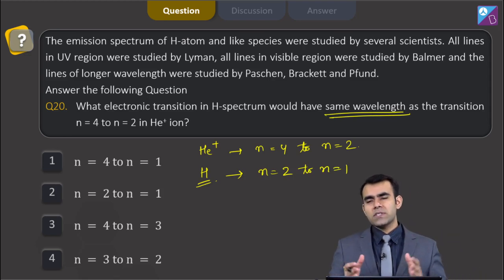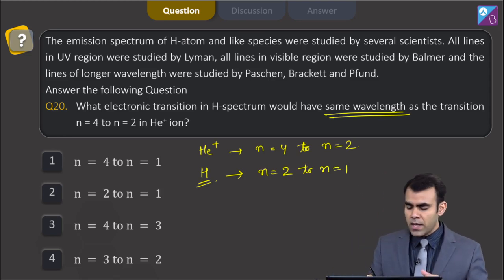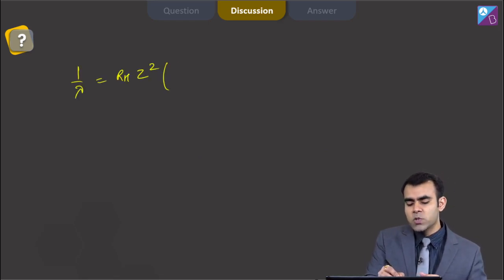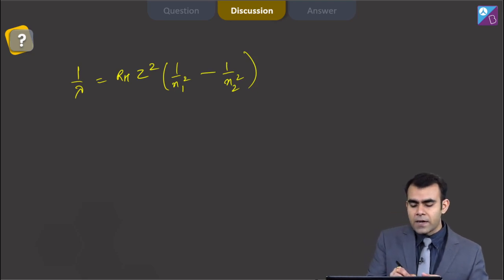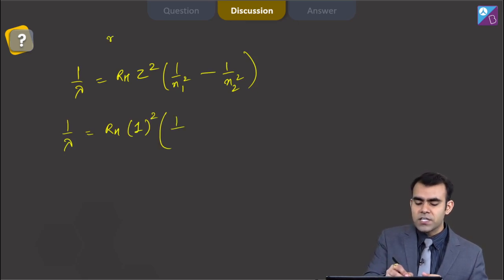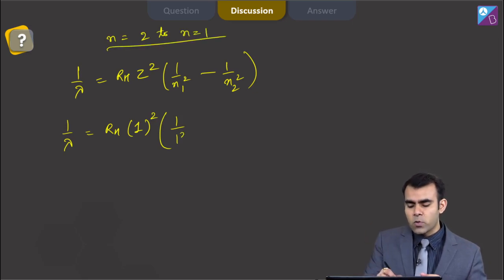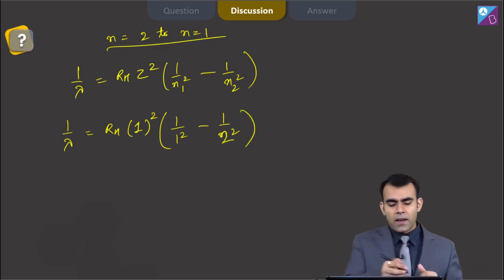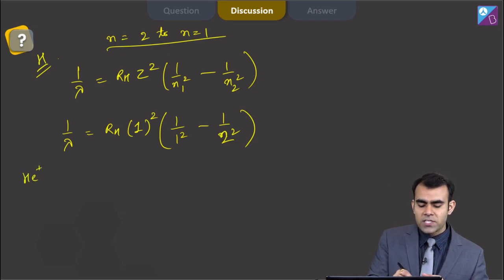But if you want to know how this has come, you can see that 1 upon lambda is basically given by RH Z square into 1 upon N1 square minus 1 upon N2 square. Here for hydrogen I can say my Z is 1, this is 1 square. Let's say the transition is from 2 to n equal to 1, then n1 is 1 and this is 2 here. Similarly, this is for hydrogen. Let's take it for He plus.